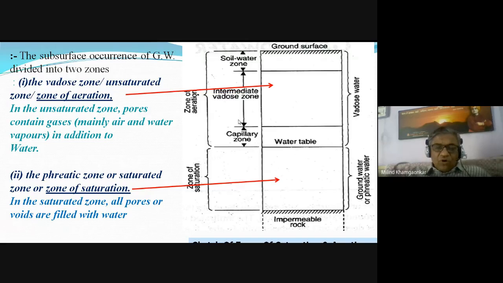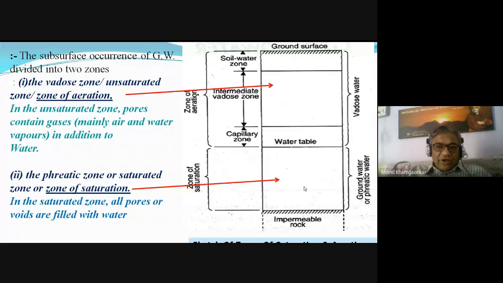But below this zone of aeration, the vadose zone or unsaturated zone, another zone is available that is called the phreatic zone or saturated zone or zone of saturation, where the water is abundantly available. If it is an unconfined aquifer, then the topmost surface of the water available is called the water table. That is the top of that unconfined aquifer, and the bottommost part of the unconfined aquifer is impermeable rock.